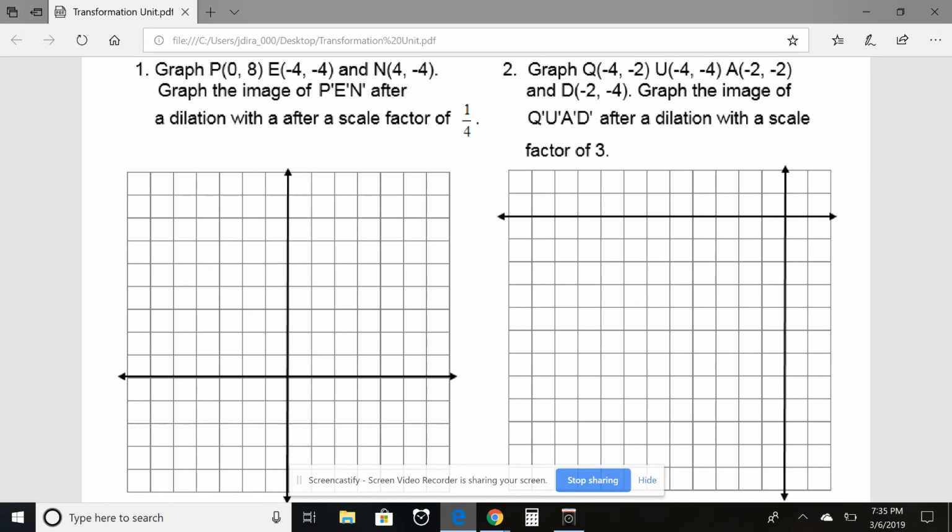So dilations, think about when you dilate your pupils, they get either bigger or smaller. They stay the same shape, but it just gets bigger or smaller. And our dilated figures are going to depend on the scale factor. Okay, so let's look at number 1. Graph PEN and dilate it with a scale factor of 1/4.